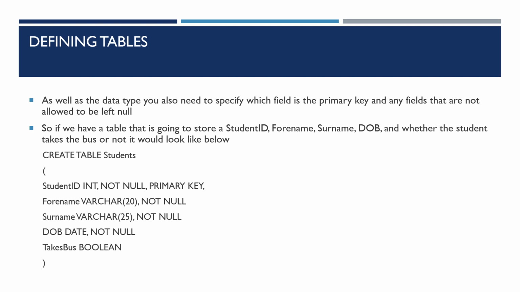Forename is going to be a variable length string of characters with a maximum of 20. It can't be left null because we need to know the person's forename and their surname and their date of birth. We've actually left takes bus as not carrying the not null because maybe we find that out later off the students. Then we've got surname, which is another variable length character of 25, date of birth, which is a date, and takes bus, which is Boolean. It can either be true or false.